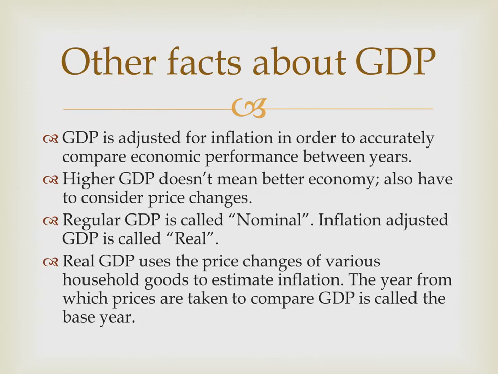Some other things you should know about GDP is that GDP is adjusted for inflation to accurately compare economic performance between years. A higher GDP isn't necessarily better because if there's a high inflation that year, that GDP doesn't actually mean that much. Regular GDP is called nominal, and inflation adjusted GDP is called real. Real GDP is calculated using the price changes of various household products from one year to the current year. And so the year they use the initial prices to compare them is called the base year. So if I'm comparing 1980 to 2014, if I'm using the prices from 1980, 1980 is the base year.